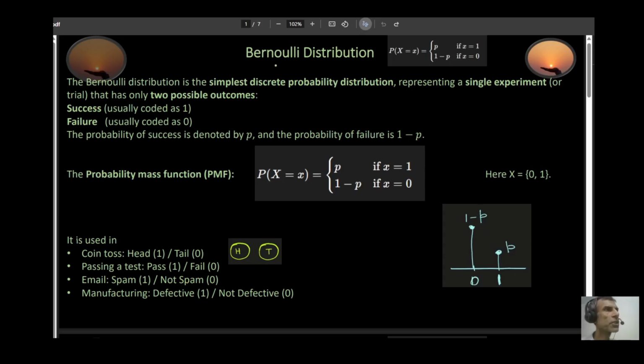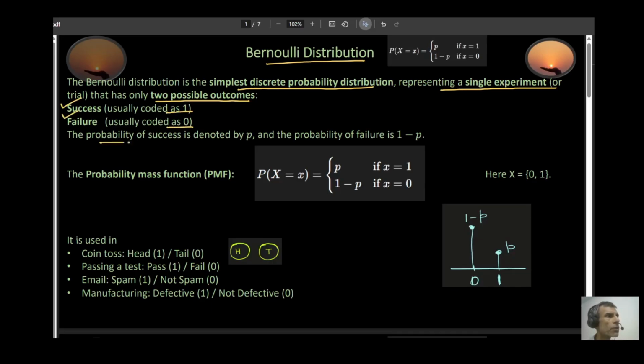So now let's focus our attention on the Bernoulli distribution. It is the simplest discrete probability distribution function. The Bernoulli distribution essentially represents a single experiment or trial that has only two possible outcomes. Either you can succeed or you can fail. Generally, success is denoted by 1 and failure is denoted by 0.